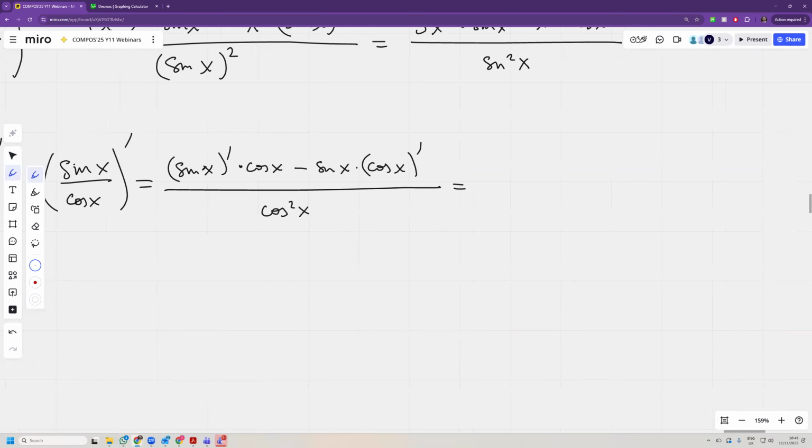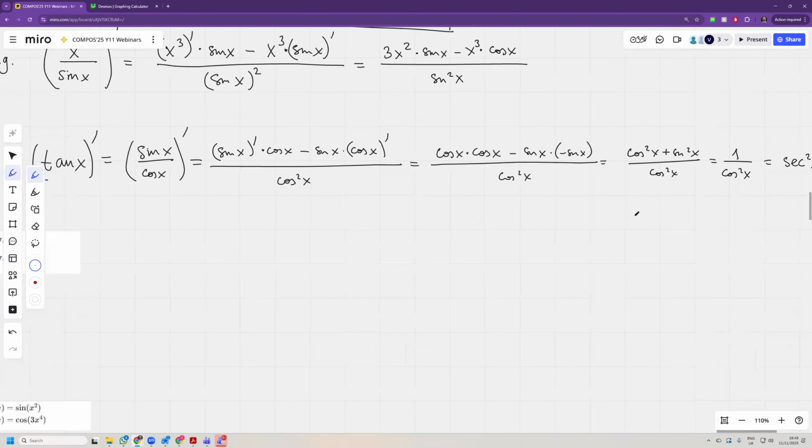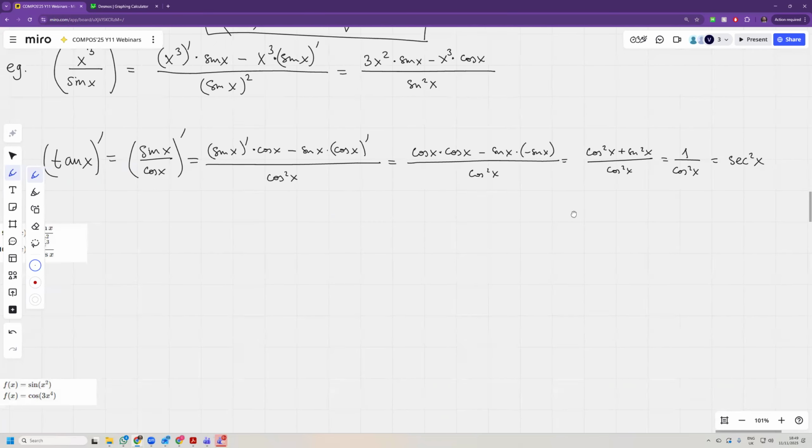divided by cos squared x, which is cos squared x plus sine squared x divided by cos squared x. And if you remember, cos squared x plus sine squared x is 1. So 1 divided by cos squared x. And 1 divided by cos squared x is actually sec squared x. So the derivative of tan x is sec squared x.